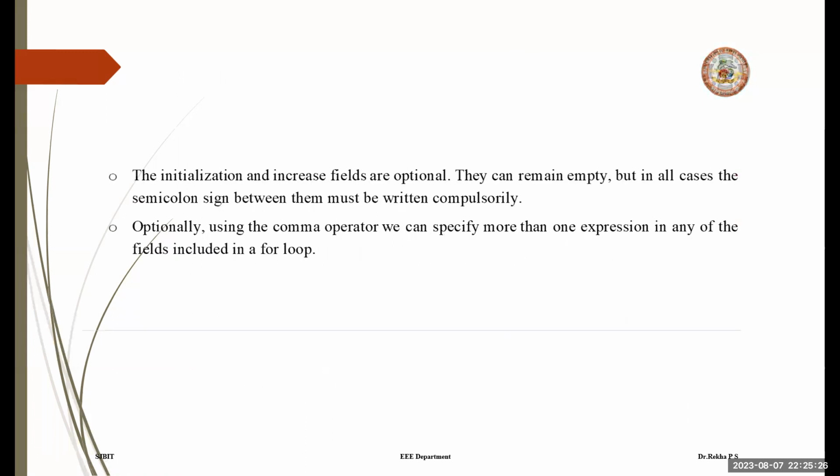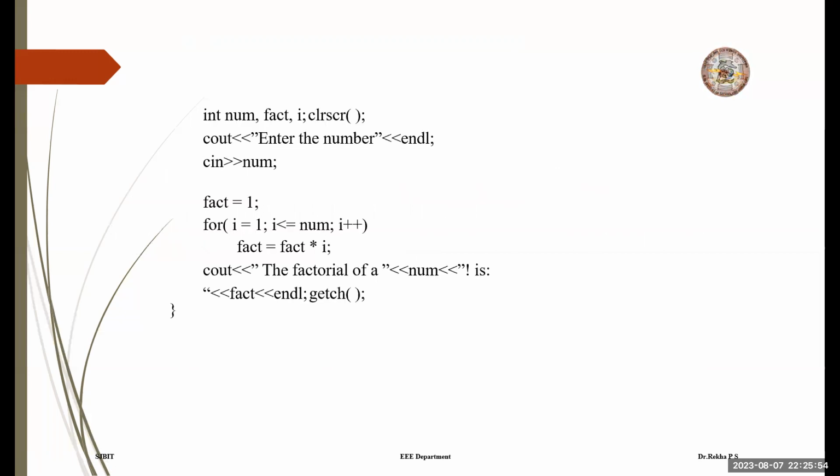So the initialization and increase fields are optional. They can remain empty, but in all cases, the semicolon sign between them must be written compulsorily. Optionally, using the comma operator, we can specify more than one expression in any of the fields included in a for loop.